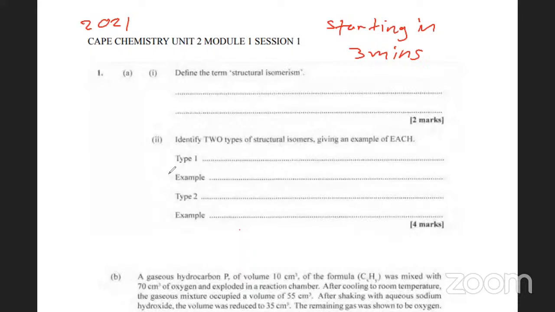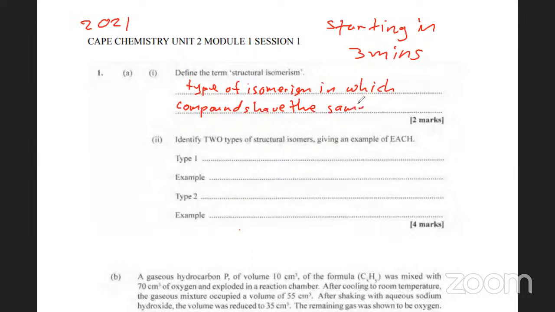So we all know what structural isomerism is, right? We know it's a type of isomerism in which compounds have the same molecular formula, but different structural formula. Just going to put SF for structural formula.